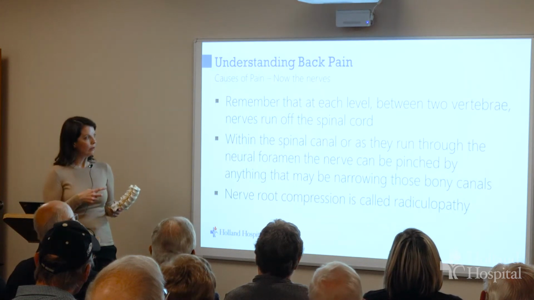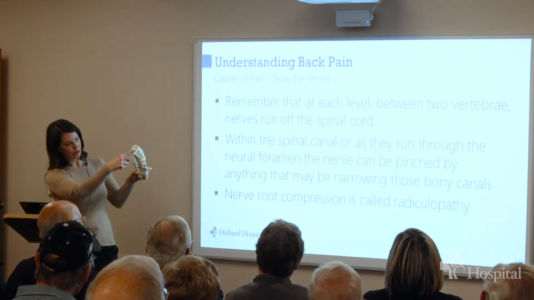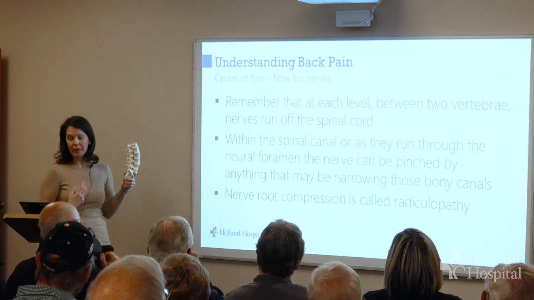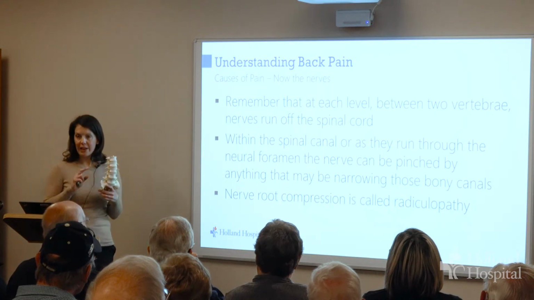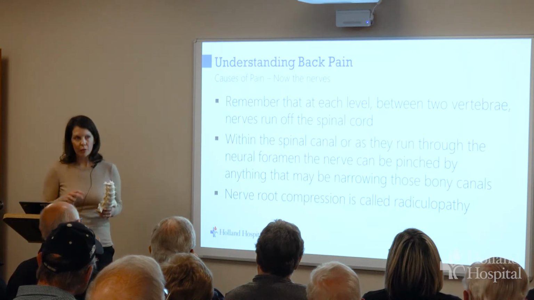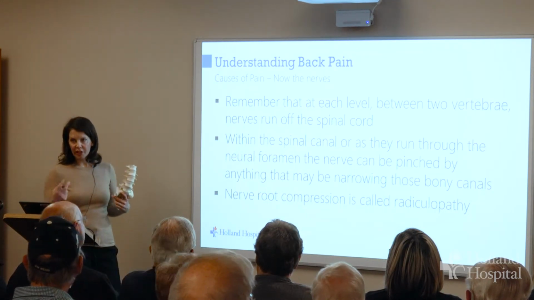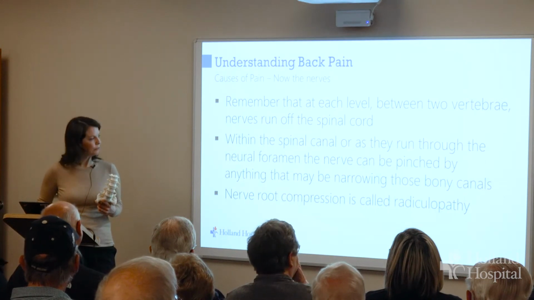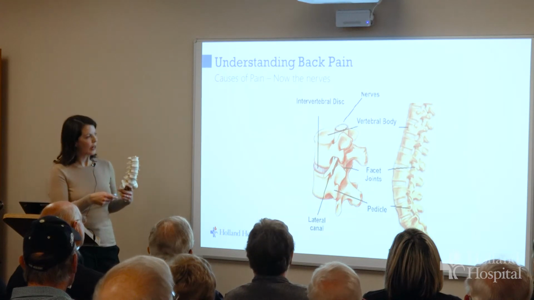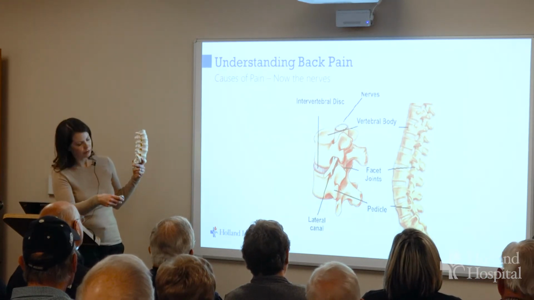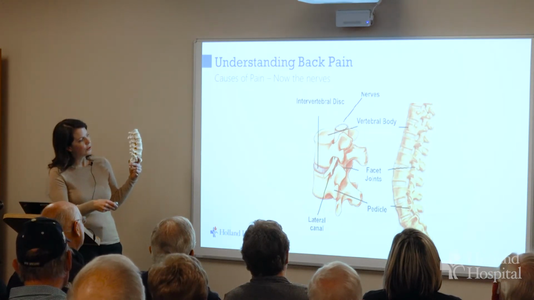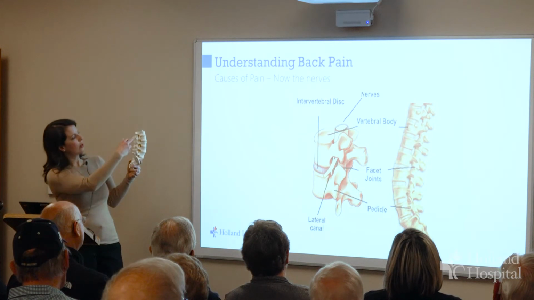Within the spinal canal, through this central space here, or through that neural foramen, the nerve can be pinched by anything that may be narrowing those bony canals, anything that's taking up space there that's not supposed to be. We call nerve root compression radiculopathy. That's the technical term for it. And then this is just a diagram for those who can't see the model, showing you the spinal cord running through that central canal, and the nerve roots exiting through that little canal on the side.